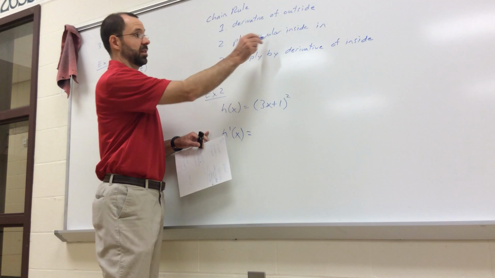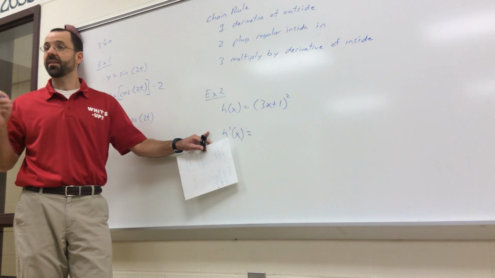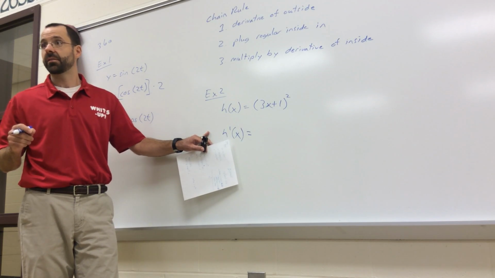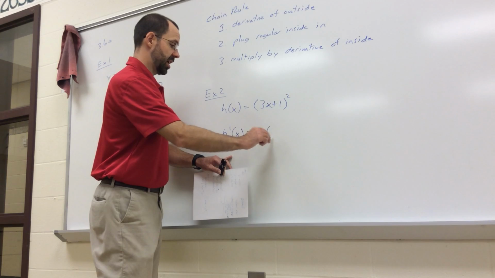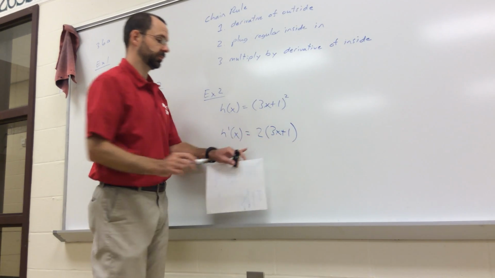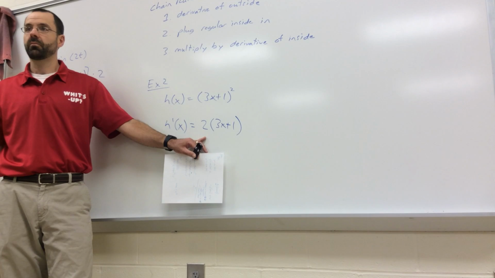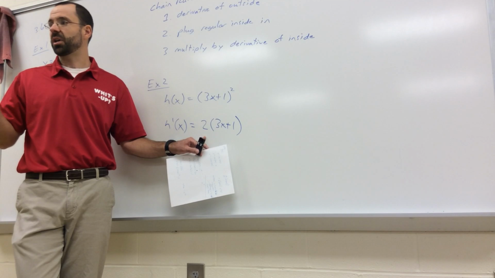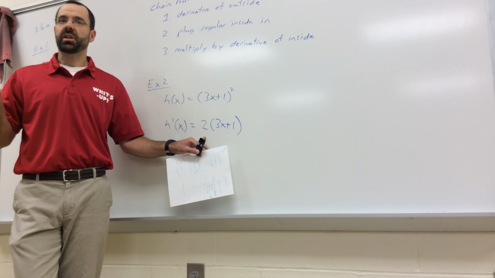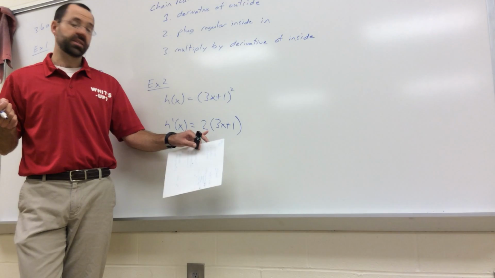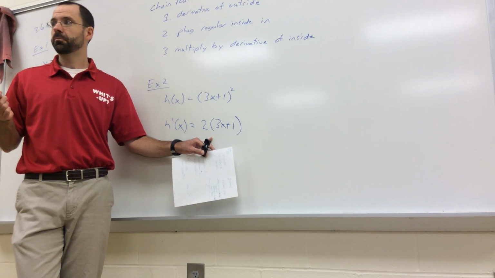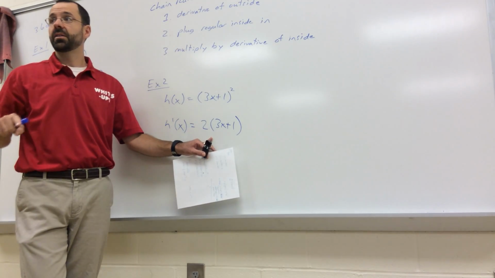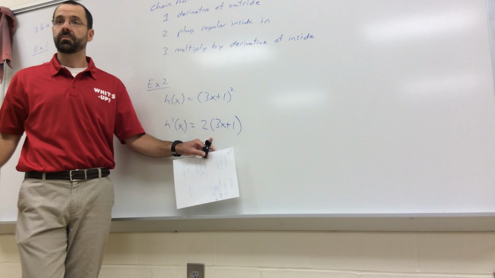Then, second step is to plug the regular inside into that. So we have 2x, and we're going to plug 3x plus 1 into that. So that's going to be 2 times 3x plus 1. So if we were going to plug 7 into 2x, that would be 2 times 7. So since we're plugging 3x plus 1 into 2x, that's 2 times 3x plus 1. So far we're done with the first 2 steps. We've taken the derivative of the outside, and we've plugged the inside into it.